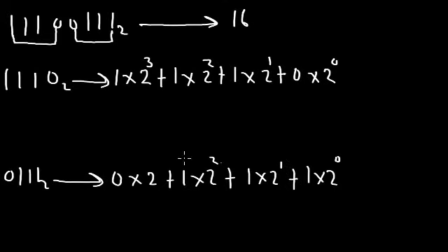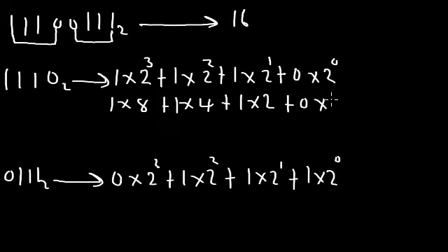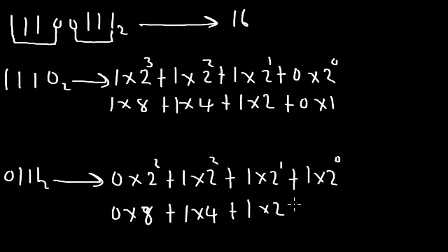So right now, I need to expand, like I need to simplify. So 1 times 2 raised to the 3 is 8, plus 1 times 2 raised to the 2 is 4, plus 1 times 2 raised to the 1 is 2, plus 0 times 2 raised to the 0 is 1. So 0 times 2 raised to the 3 is 8, plus 1 times 2 raised to the 2 is 4, plus 1 times 2 raised to the 1 is 2, plus 1 times 2 raised to the 0 is 1.